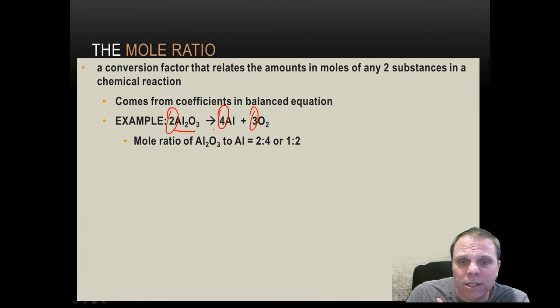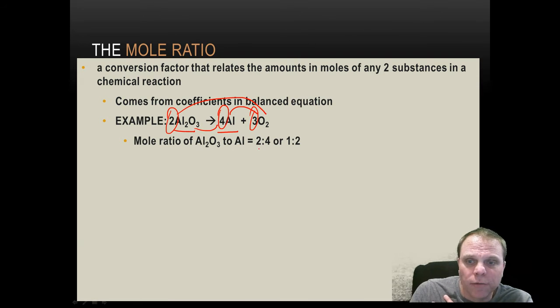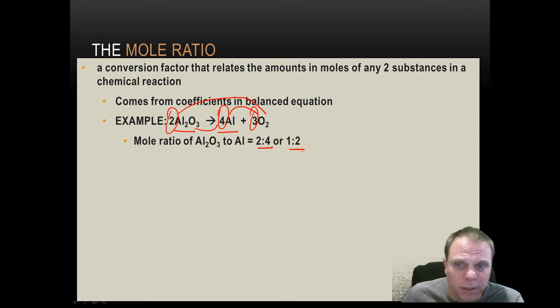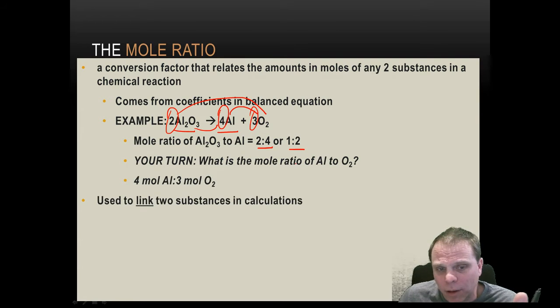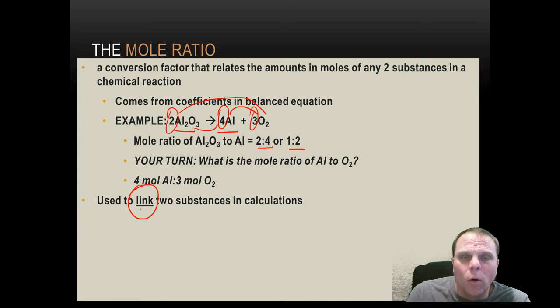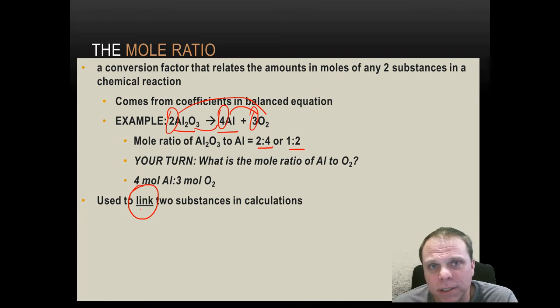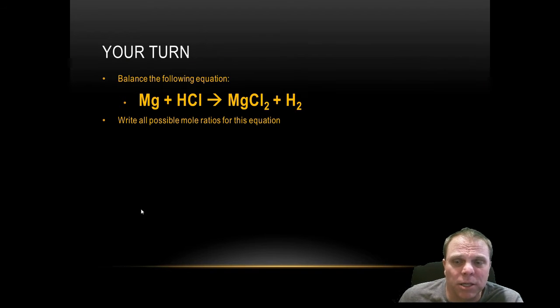I can use these coefficients to create a mole ratio. So I can talk about the relationship between these, or these, or these. I can talk about a lot of different relationships here, right? And so if I were to talk about the mole ratio of aluminum oxide to aluminum, I would use 2 to 4, all right? Or I could reduce that down and say it's a 1 to 2 relationship. So you can create mole ratios for all sorts of different combinations within a balanced chemical equation. All right. And so why are we doing this? Well, we're using it to link, or to show the relationship between, those two substances in our calculations. And we're going to use it to solve problems with these relationships.